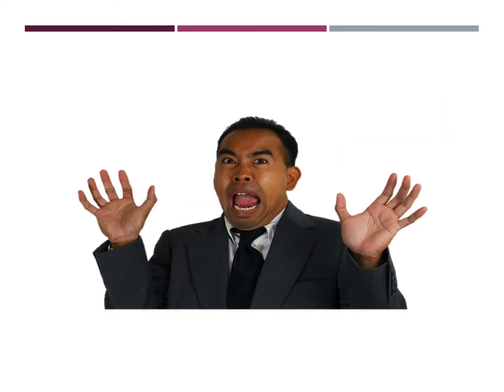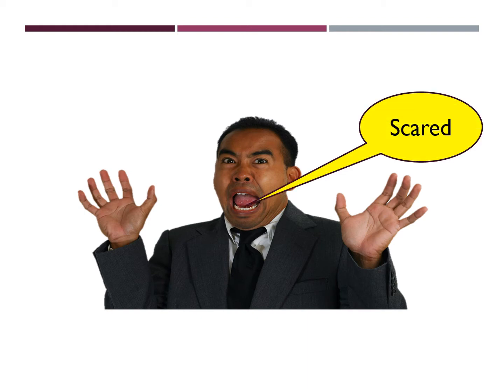What do we think that this person is trying to tell us? Yes, that emotion is scared. So he's got his hands up in a state of shock, mouth open, eyebrows raised, eyes wide, telling us that he is scared. What do we think that this person is feeling?